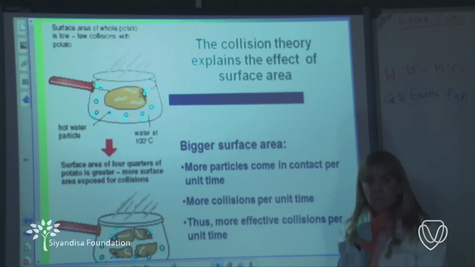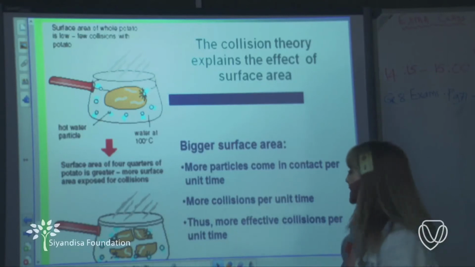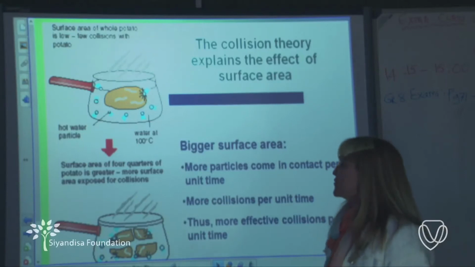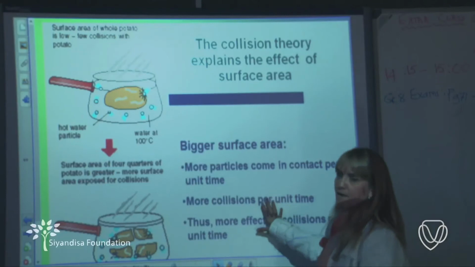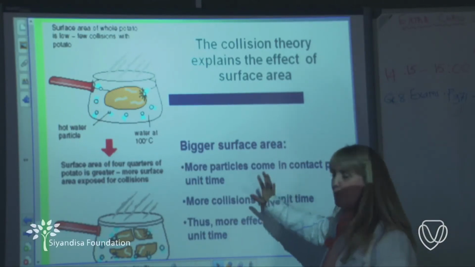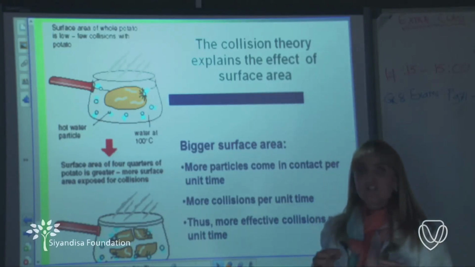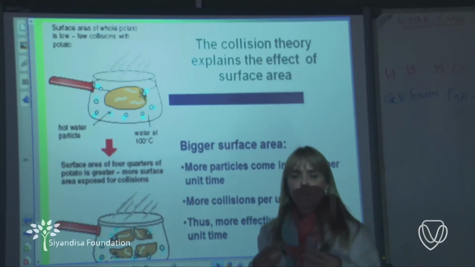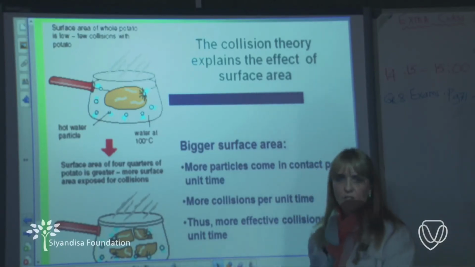There will be more collisions per unit time because more particles are exposed to each other, the bigger the surface area. Therefore, there will be more effective collisions per unit time, which results in a higher rate of a chemical reaction. Now, let's take this away from cooking for a moment. How would we use this in a chemical reaction? Instead of using a strip of magnesium metal in a reaction, I use magnesium powder, because when I powder it, I've increased the surface area of the magnesium, and therefore the rate of the chemical reaction will increase.